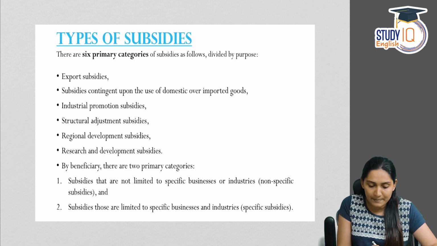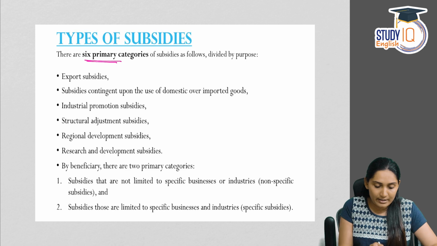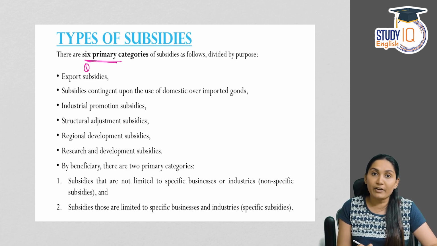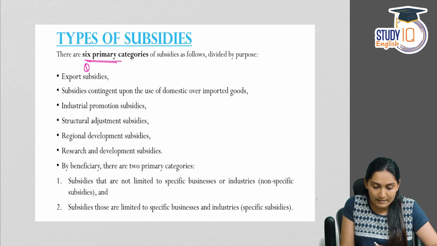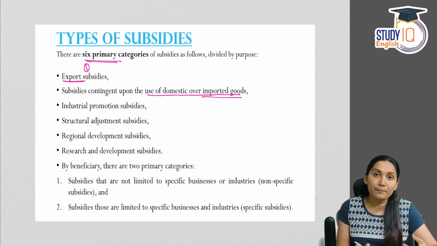Next, we are coming to six primary categories of subsidies, different types of subsidies. First one is export subsidies, that is subsidies given on exports. Second one is subsidies contingent upon the use of domestic over imported goods, that is in order to promote the use of domestic goods over imported goods.